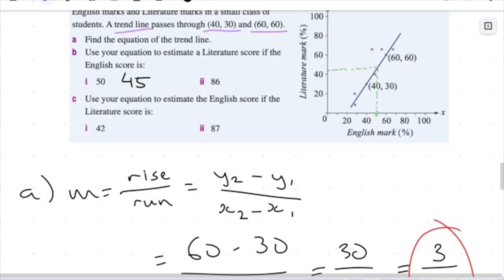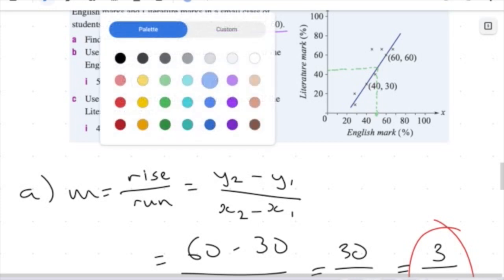Now, have a think, is this an example of interpolation or extrapolation? Well, the point we looked at, 50 as the English mark, lies within this data set. So we can say it's inside the range of values. So this is interpolation. A good way to remember it is inside, or 'in', interpolation. We're looking at those values within this range. Now the next one, we're trying to estimate the literature score if the English score is 45.